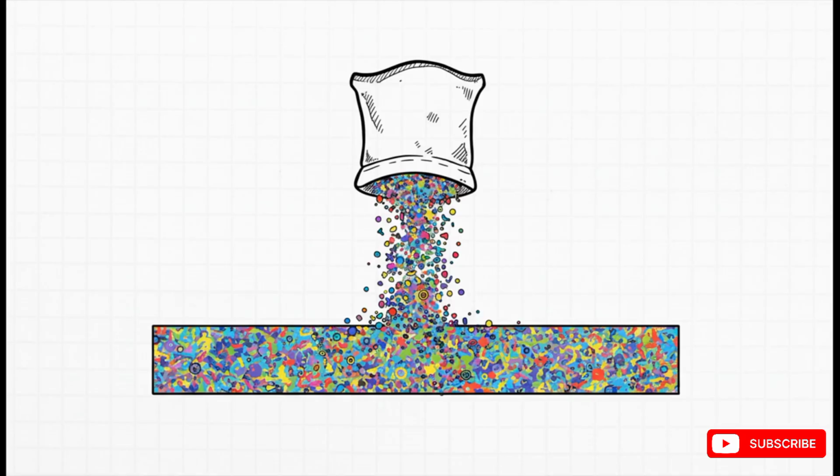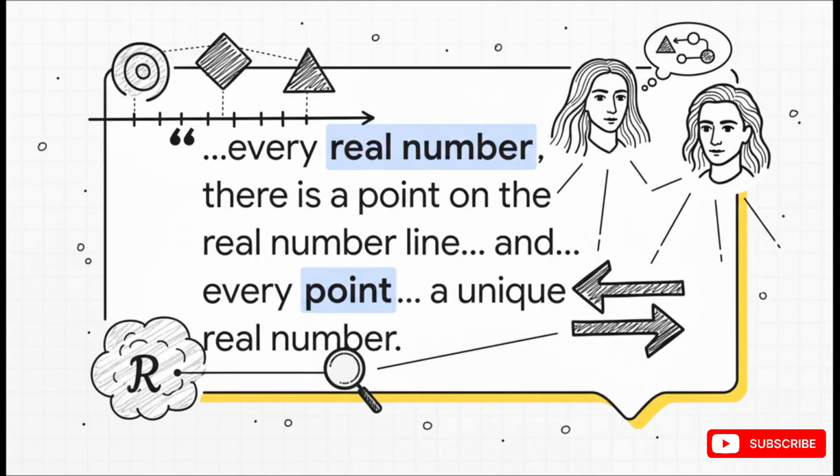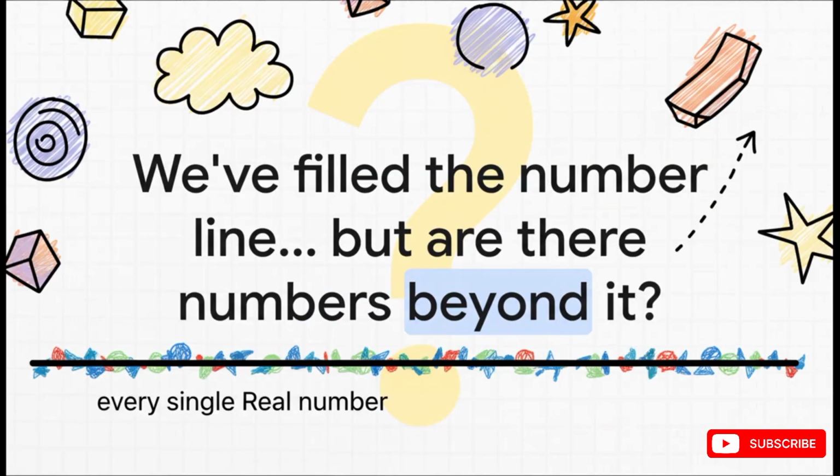Every single point, with no gaps left whatsoever, corresponds to a unique real number that we've collected in our bag. This perfect one-to-one match was all formally proven back in the 1870s by two mathematicians, Cantor and Dedekind. They're the ones who show that the set of real numbers and all the points on the number line are a perfect, seamless match. So we did it. We walked the line and collected every single real number.